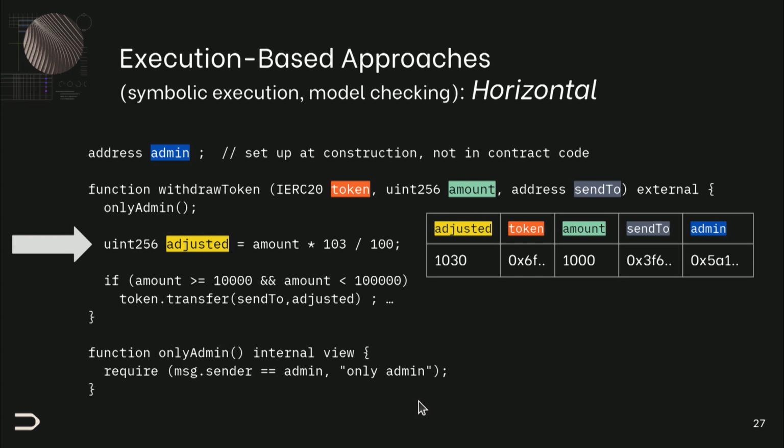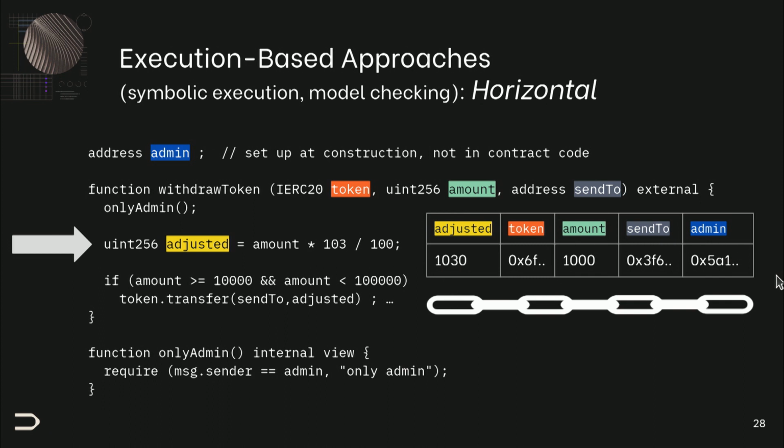When we analyze this program through anything that follows control flow faithfully, be it testing, be it symbolic execution, be it model checking, what we're doing is that we have a state, and it connects all these values. So it knows that adjusted may be 1030 because amount is 1000. And with all these other dependencies, the token has a certain address, send to has a certain value, admin has a certain value. So in other words, execution-based approaches are extremely sequential. They link all these values together. They chain them together. And the way we actually specify this analysis mathematically, you may have seen some of those specifications, but we have a program counter, we have the state of the stack, state of the heap, the storage, in the case of smart contracts.